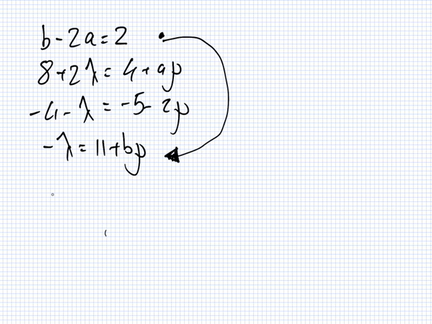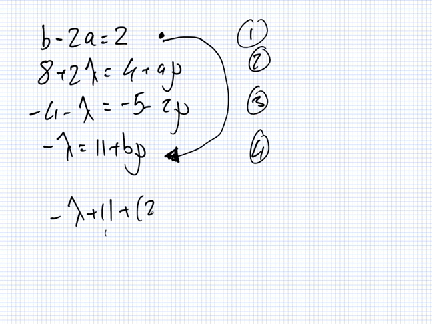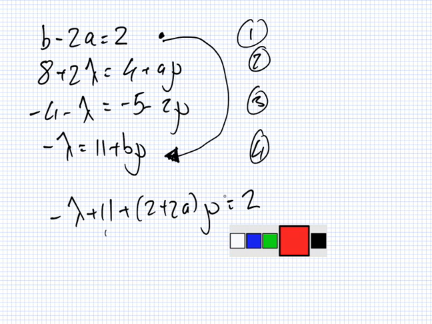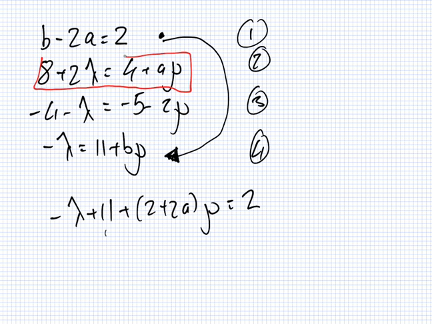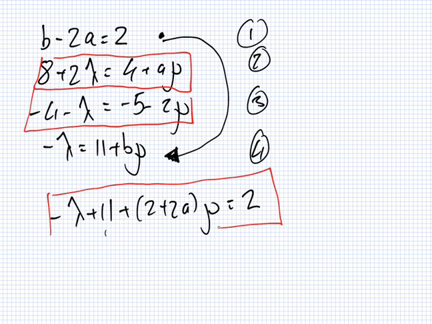So this one would become now, 1, 2, 3, 4, minus lambda plus 11 plus 2 plus 2a mu equals 2 minus lambda plus 11. Well, no, that's actually really it. I'll just leave it like that. So now I have 3 equations with 3 unknowns. This one has lambda, a and mu in it. This one has lambda, mu in it, and this one here has lambda, a and mu.